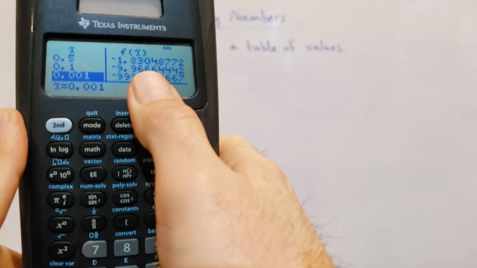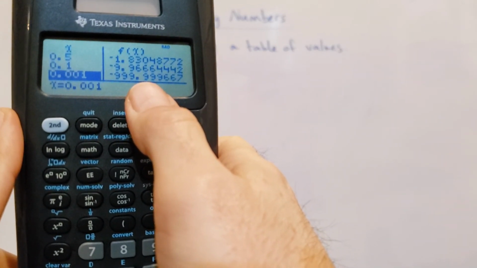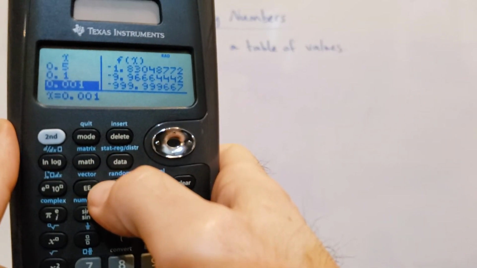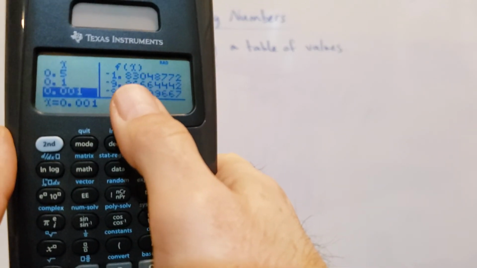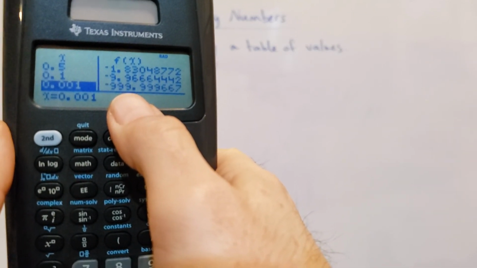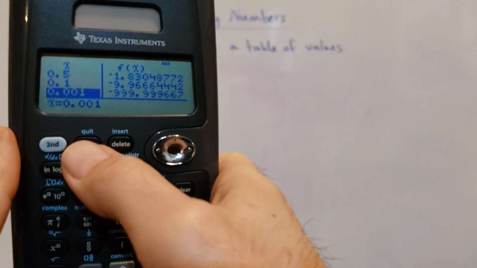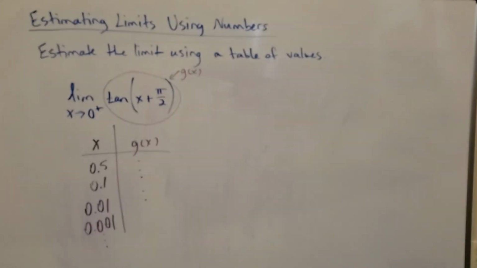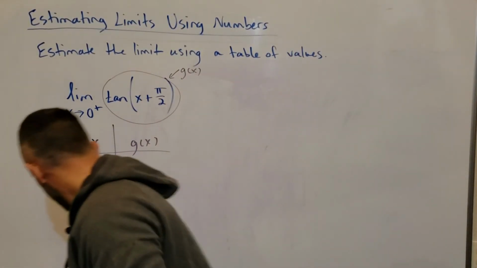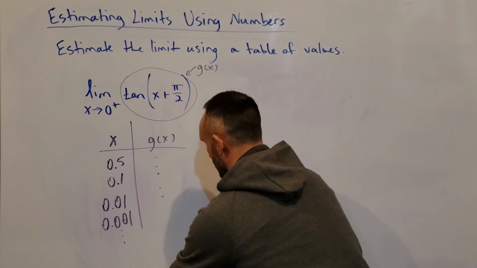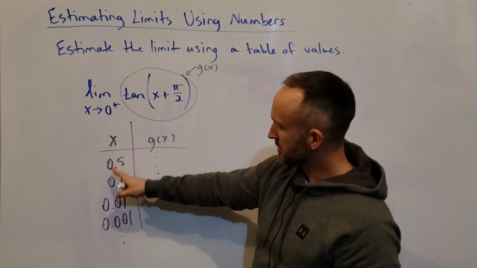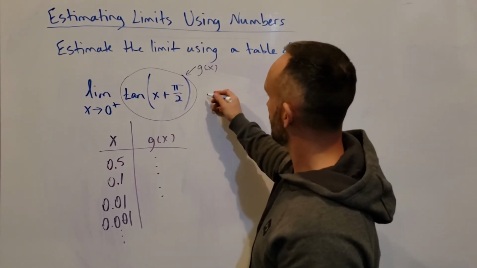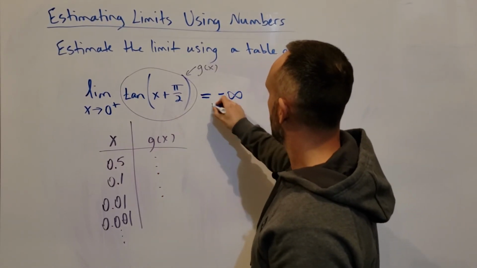It looks like the y values are growing, right? They're getting big really fast. And they're getting big in the negative direction. So what we might say is that g of x is approaching negative infinity as x is approaching 0 from the right, okay? So in this case, what we can say is, as x gets close to 0 from the right, this g of x function was going to negative infinity. So this limit equals negative infinity.